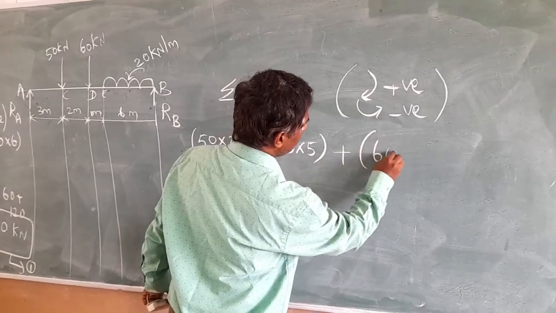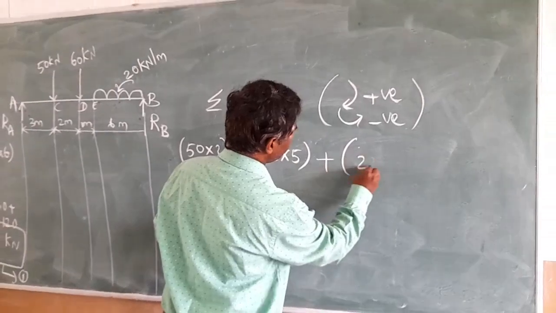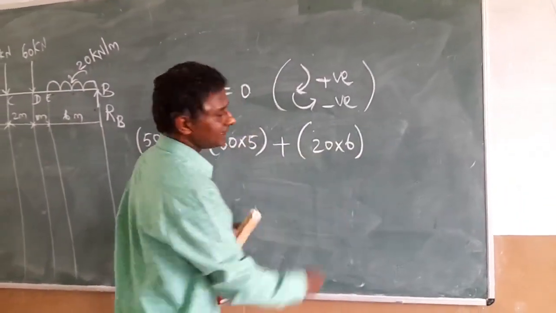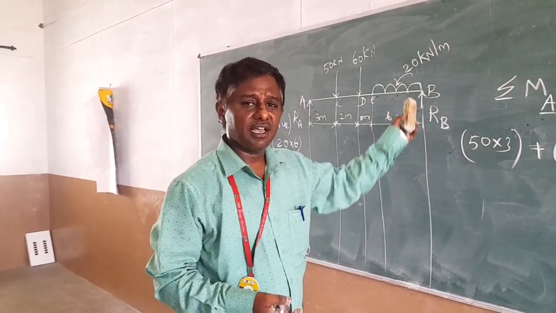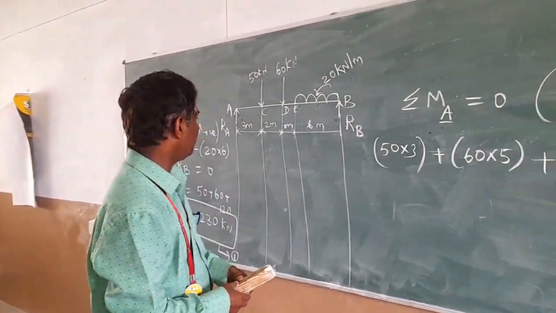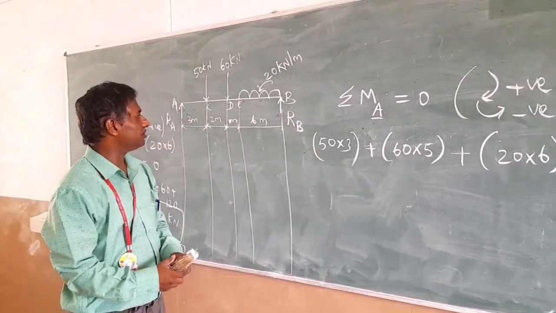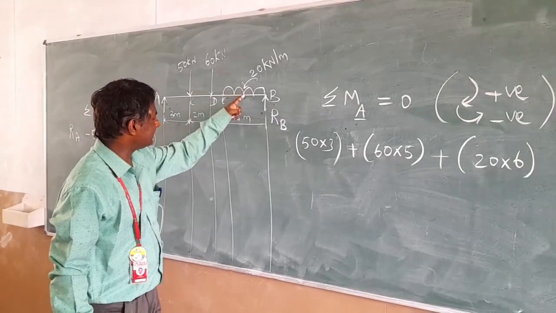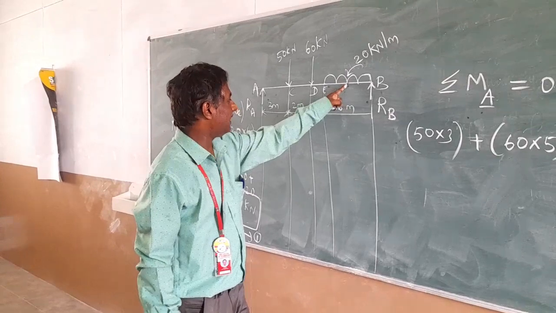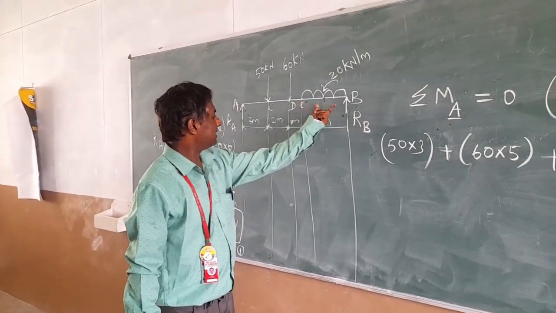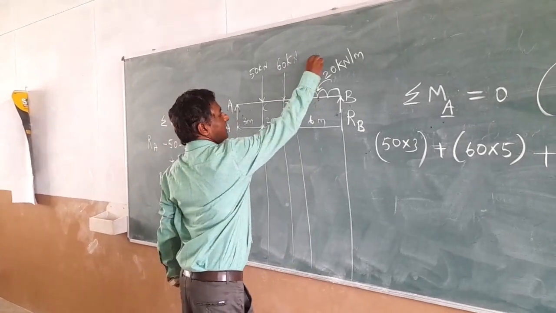And what is the load? The load is 20 into 6, that is 120 kN. And what is the perpendicular distance? That is the very important thing to consider with the UDL. This 20 into 6, that is 120 kN, acts exactly at the center point of the UDL, as already discussed in the earlier video. Here 3 meter on this side and 3 meter on that side.